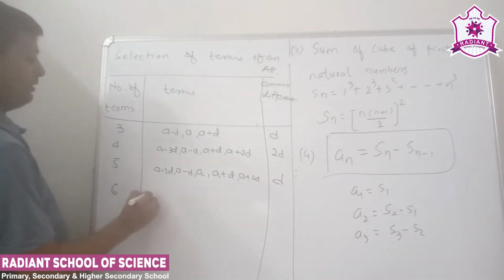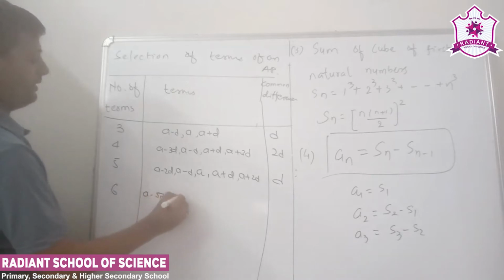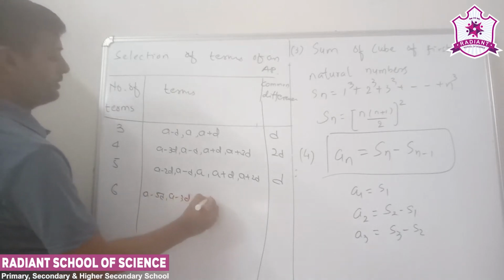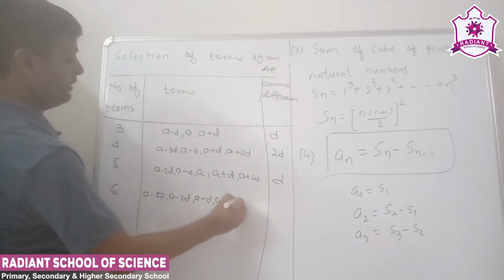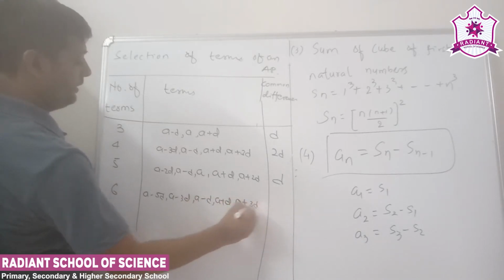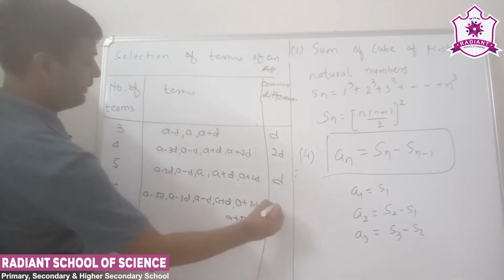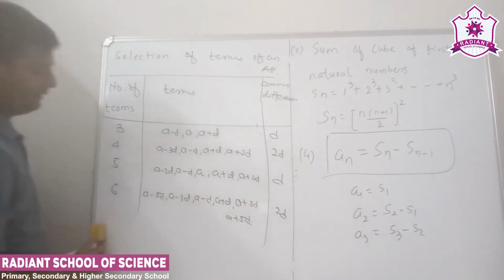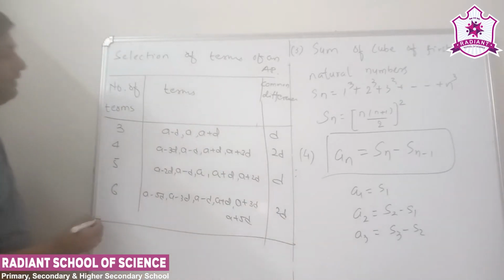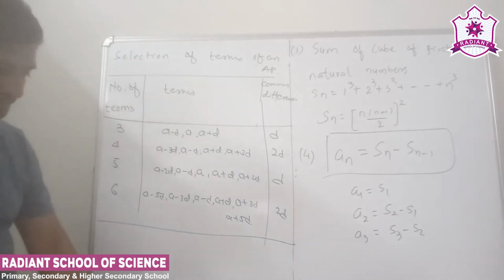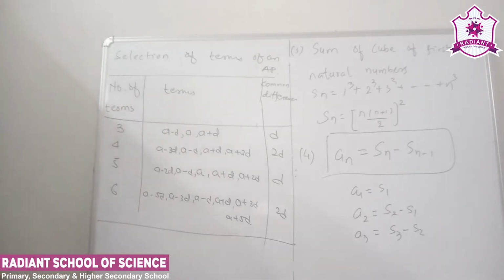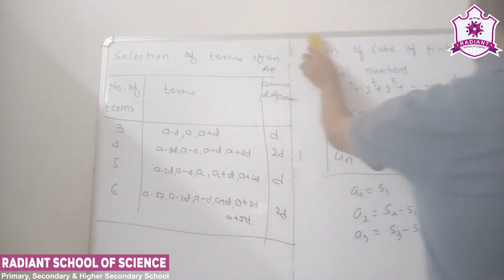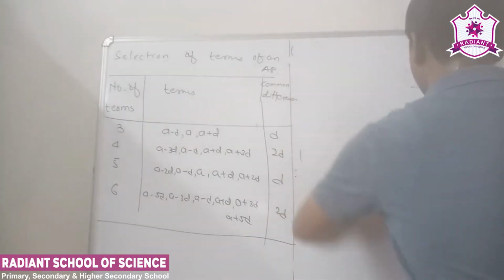6 टर्म्स हैं, तो a minus 5d, a minus 3d, a minus d, a plus d, a plus 3d and a plus 5d. Again difference 2d. Got it? So they are important for our sums. Okay, because finding the terms depends on this kind of questions.